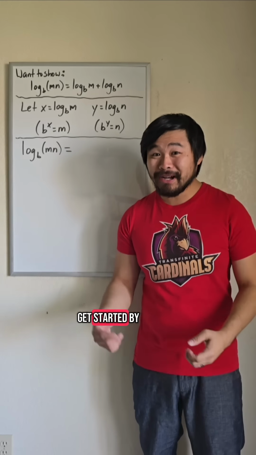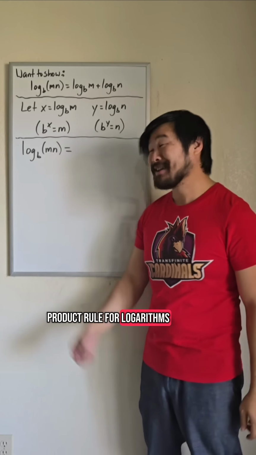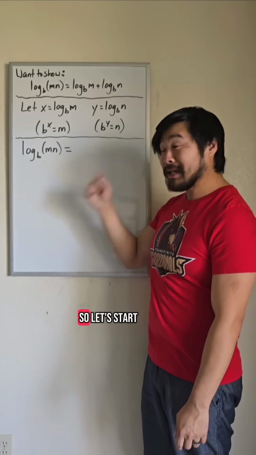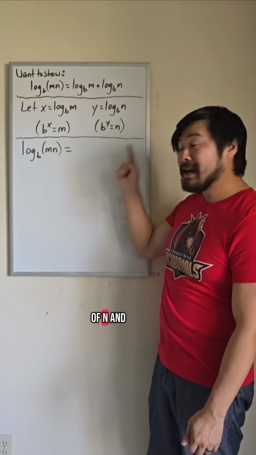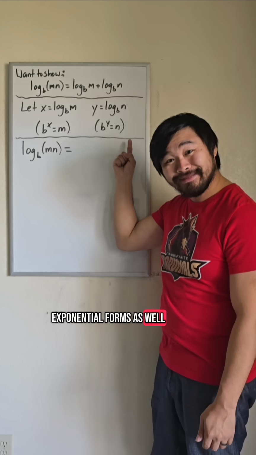Alright, so let's get started by talking about the product rule for logarithms. So this is what we want to show. So let's start by having x be log base b of m, and y be log base b of n. And let's write their exponential forms as well.